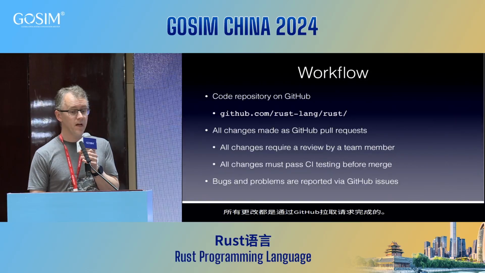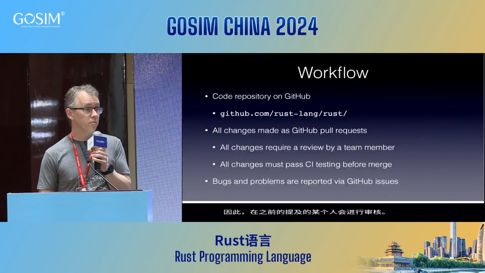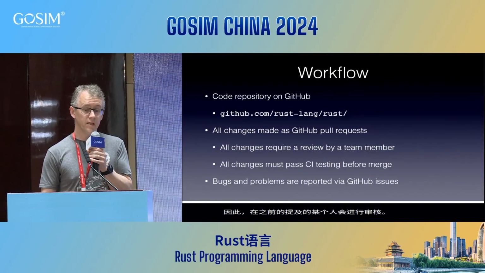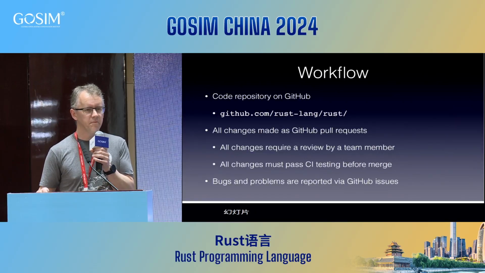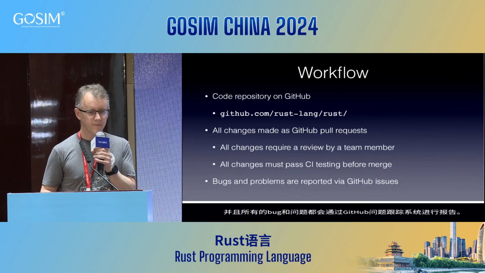All changes must pass CI testing before being merged. And then also all bugs and problems are reported via GitHub issues. So it's a fairly straightforward, standard GitHub-based workflow. It tends to work pretty well, and there's nothing too complicated there.